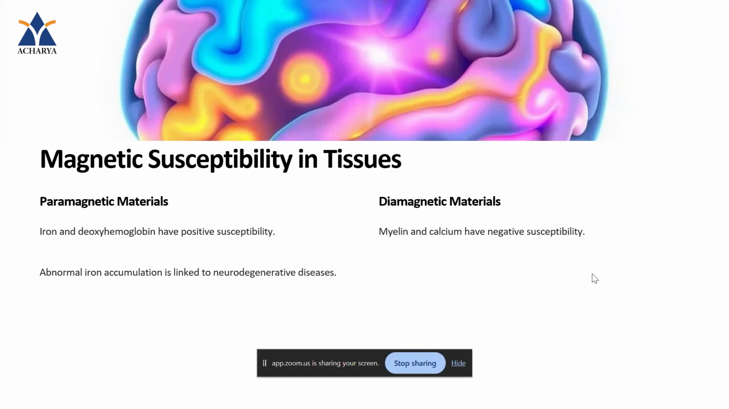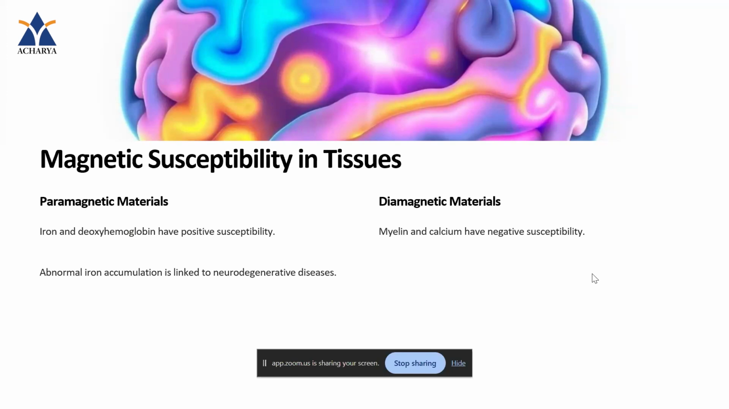The myelin and the calcium, which have a negative susceptibility, can be used to see many diseases. Myelin damage we can see in multiple sclerosis, and calcium deposits we can also see in stroke patients.